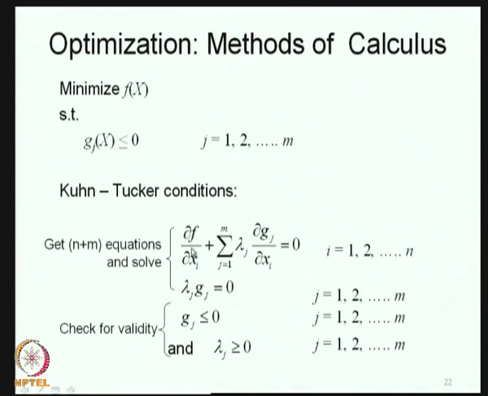Here we are taking the first order derivative with respect to each of the n variables, and this term is simply the partial derivative of the jth constraint with respect to the ith variable multiplied by the Lagrange multiplier of that particular constraint. Remember, lambda j is associated with the constraint gj. So, this condition remains the same irrespective of the combination here. This condition is simply lambda j into gj equal to 0. This condition also remains the same irrespective of the combination.